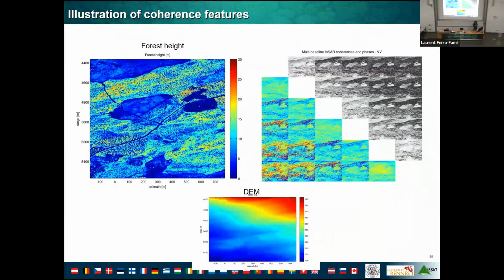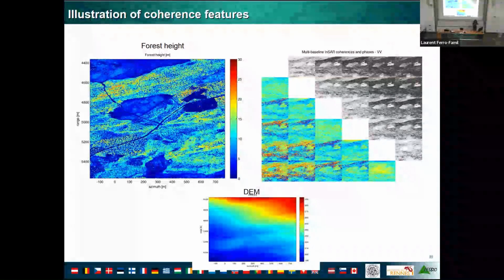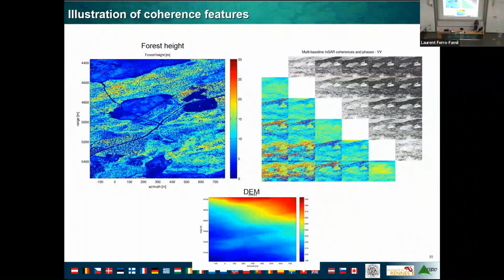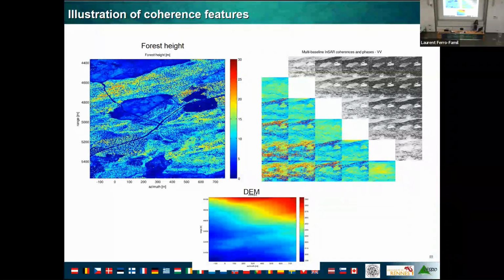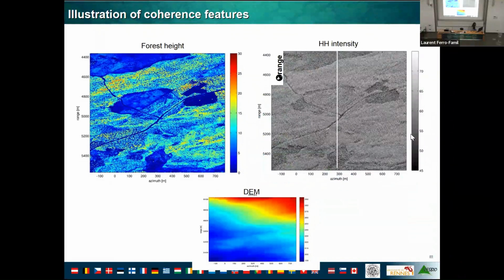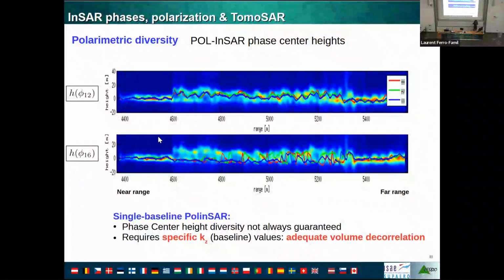Okay, so this is something we do very often. When I want to know what's inside the data set, I just compute the coherence. I just look at what decorrelates, what does not decorrelate. If I see some strange phase values, and after, of course, you can just plot a tomogram to see what you are going to do this afternoon.